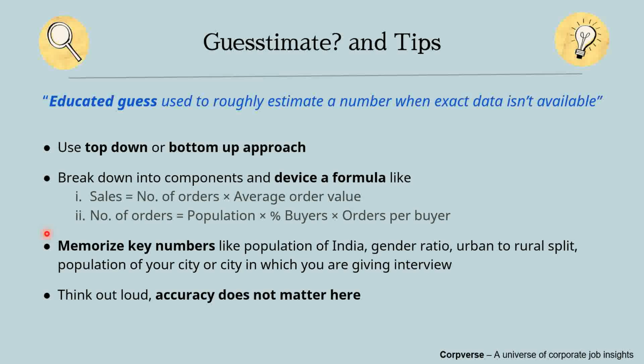Now, to do these guesstimates efficiently, it's helpful to memorize a few basic benchmark numbers before you go for the interview. For example, you can memorize the population of our country, the population of the major cities like Delhi or Pune, and what is the urban to rural divide, what is the average household size, what is the male to female ratio, and so on. Because these numbers help you follow the top-down approach or the bottom-up approach.